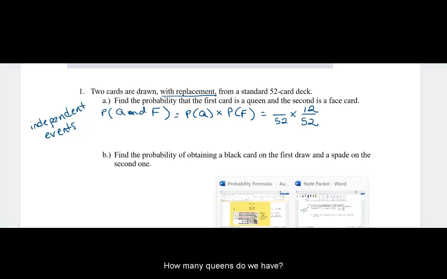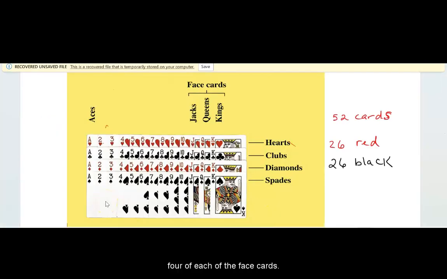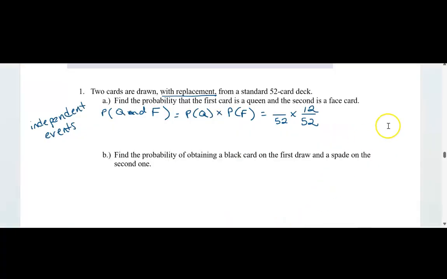How many queens do we have? Well, we just said that there are 4 of each of the face cards, so we have 4 queens. And you can see them right here in your document. So that means I have 4. And then remember, when you are multiplying fractions, you just multiply the numerators and then you multiply the denominators. If you multiply that out, that's going to give us 48 out of 2,704.